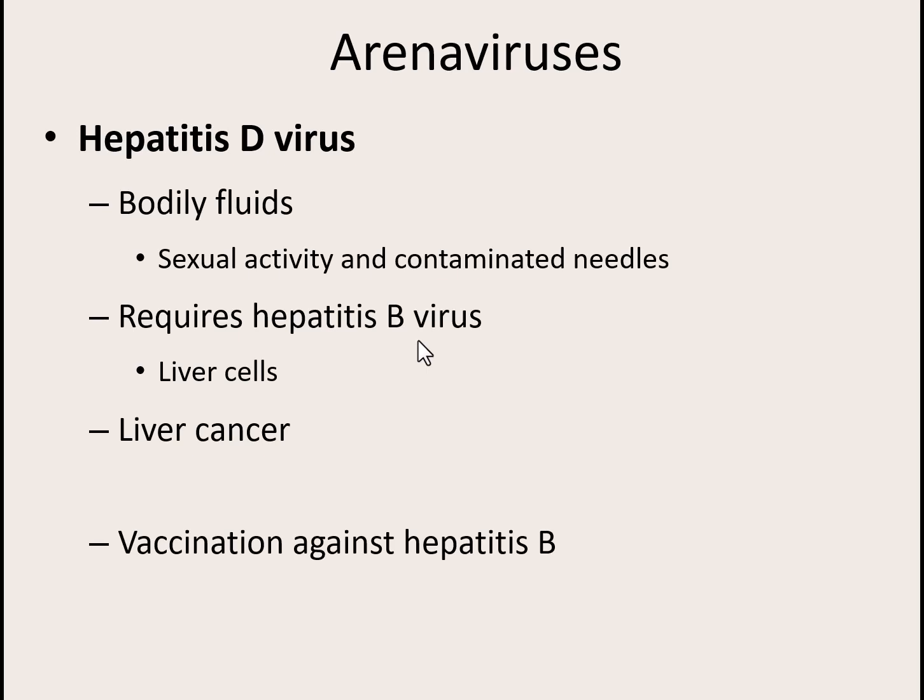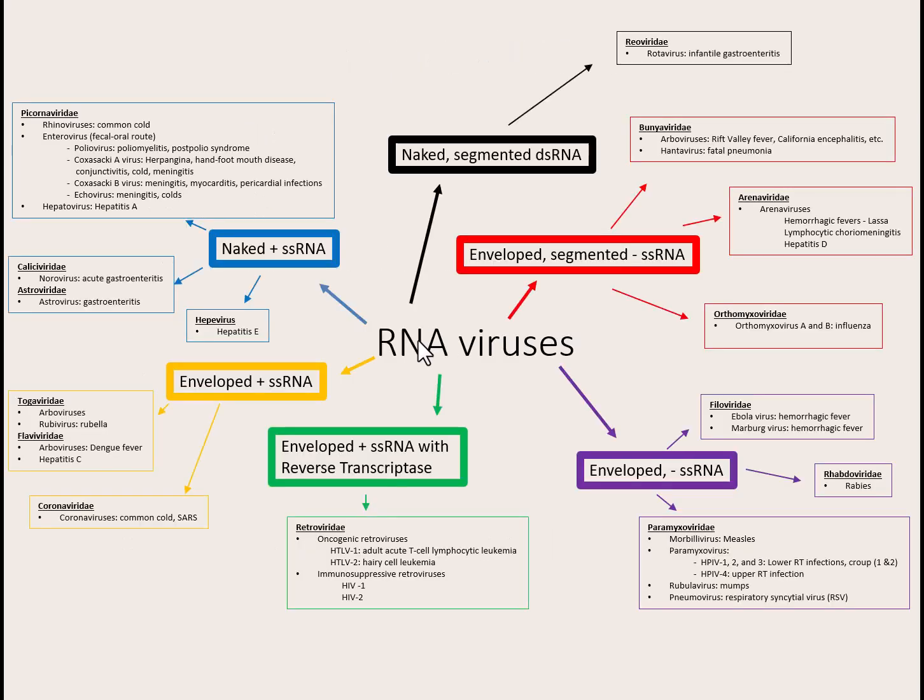And on to our final RNA virus. It's naked, so no envelope, and it has segmented double-stranded RNA. So super unique all in itself, because RNA is always single-stranded. Everything else we talked about was single-stranded RNA, whether positive or negative sense, but this one has double-stranded RNA, and it's just one single family, the Reoviridae group.